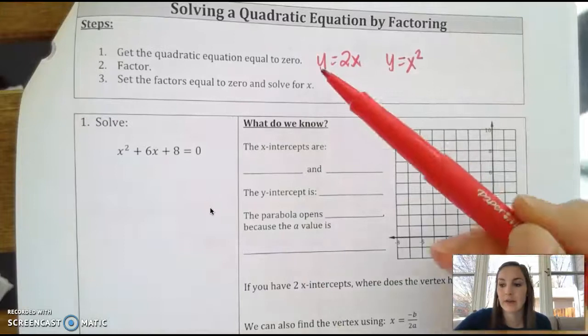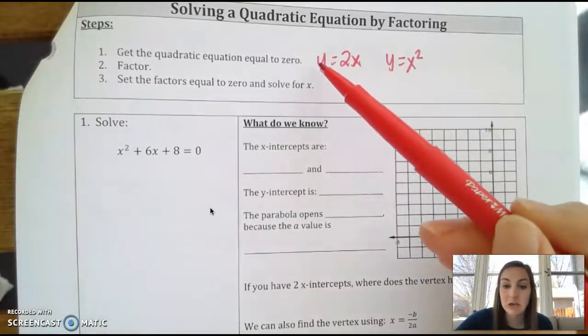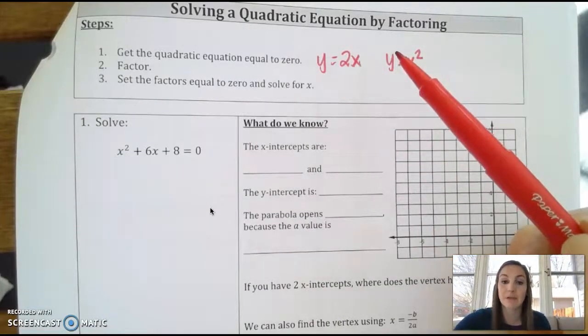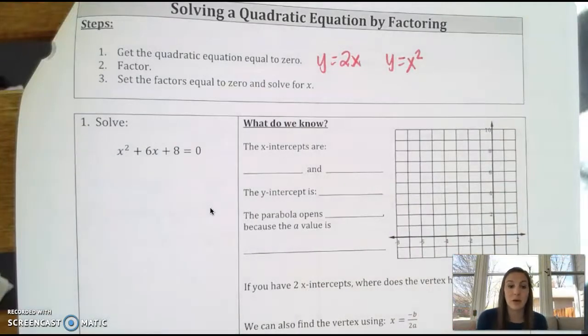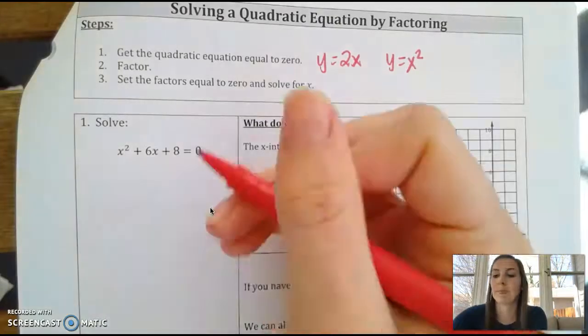If I want to figure that out with either of these, I would just say 0 equals 2x and 0 equals x squared. We're setting our equation equal to 0. Then we're going to factor. And then we're going to set those factors equal to 0 to solve for x. That's going to give us the 1 or 2 places that we're going to cross the x-axis. So let's start by factoring.